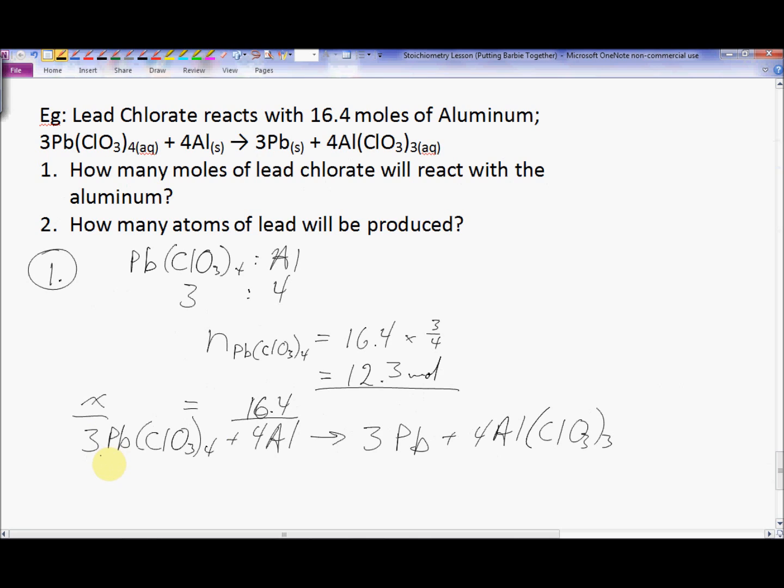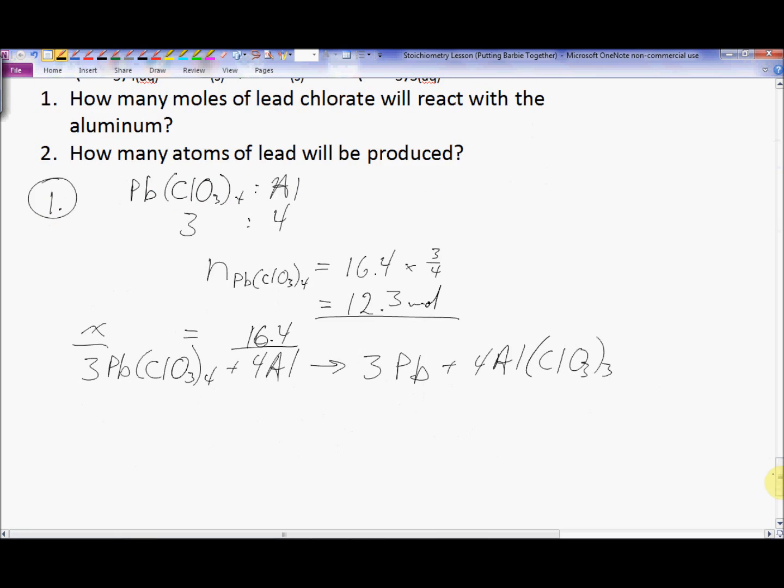And that gives you your same ratio, and it's easy to figure out because you're given the 16.4 moles of aluminum, so you just put it down here over top of the aluminum in the equation, and you're trying to find out how many moles of lead chlorate will react with it. Okay, so just above the lead chlorate, above the coefficient here, you put your x in, and now it's a simple case of cross multiplying.